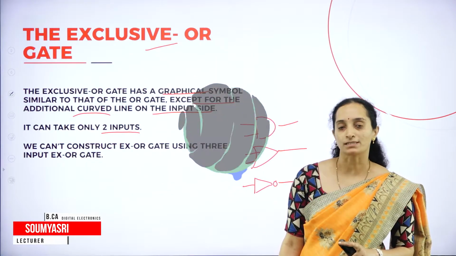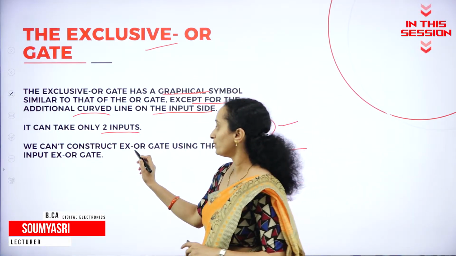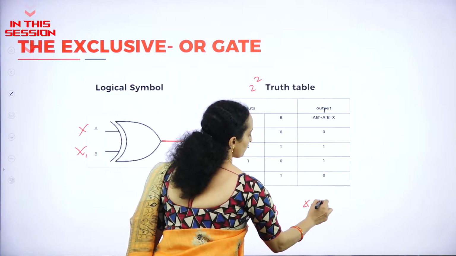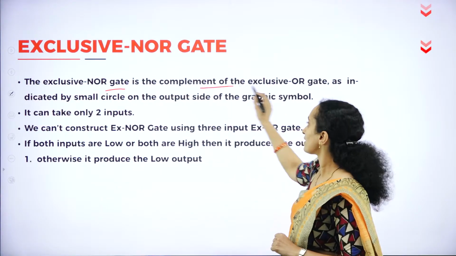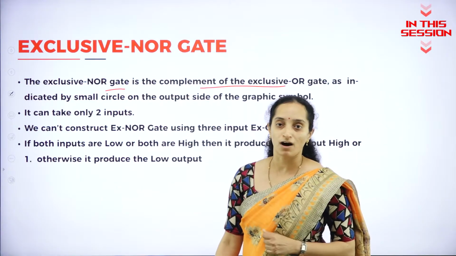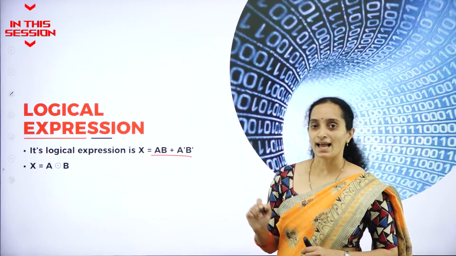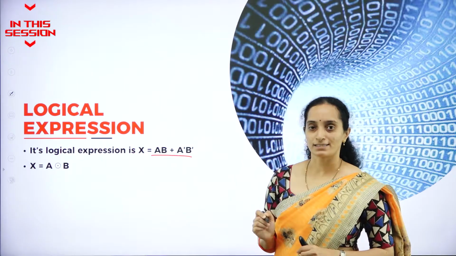The XOR operation can take two inputs. The expression of AND is X equals A into B. So the exclusive NOR gate is the complement of the exclusive OR. X equals A into B plus A dash into B dash.